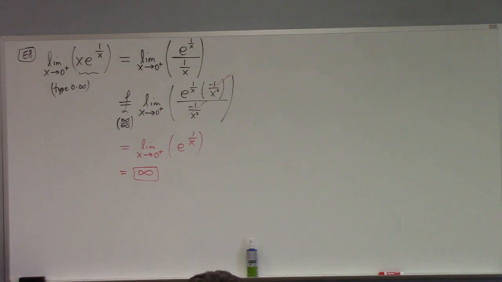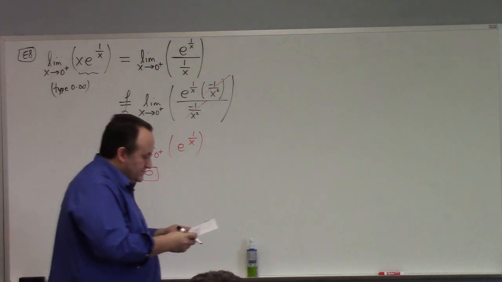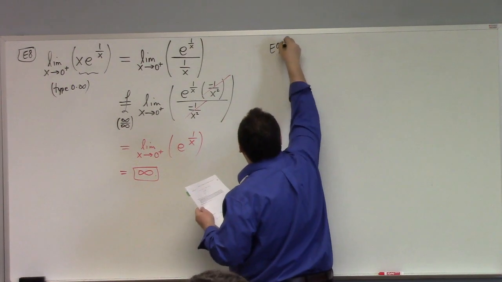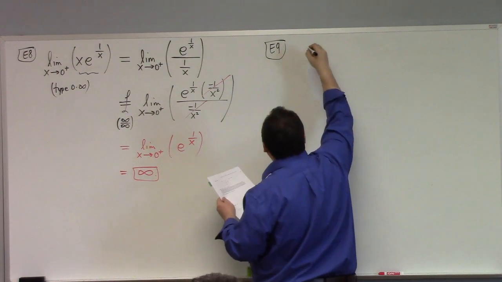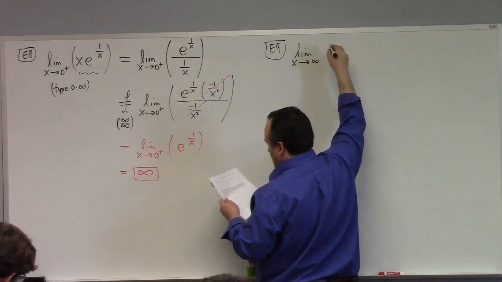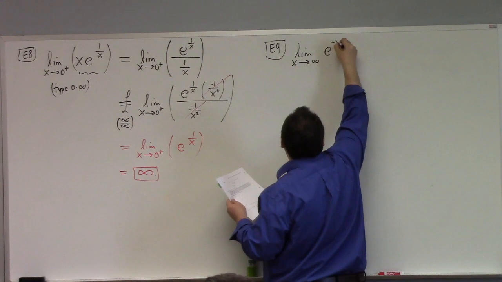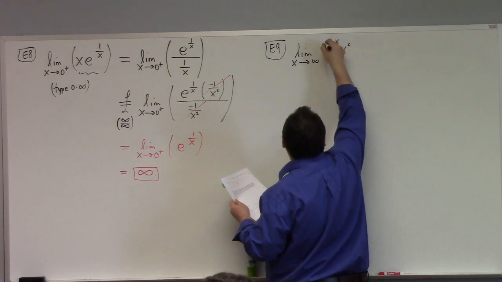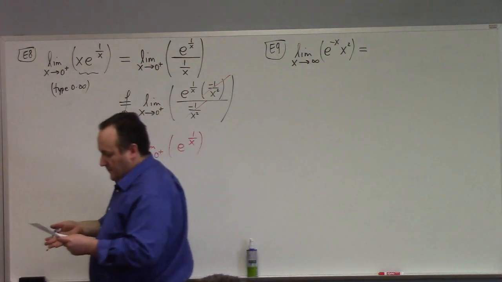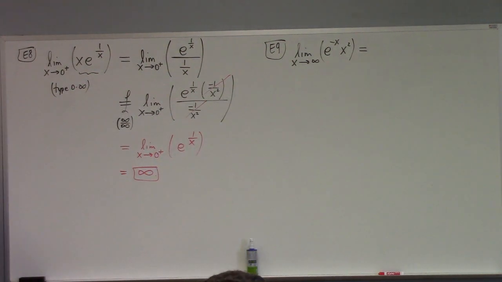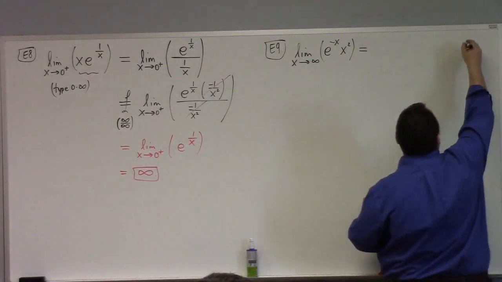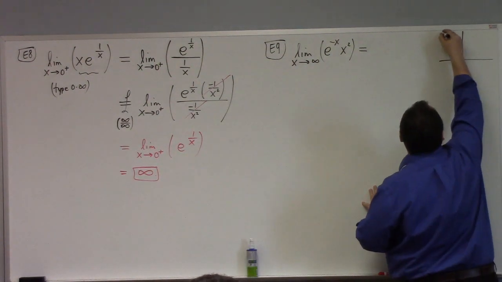Let's see here. All right, so here's another example, kind of like example 8. Example 9, this is a popular example. Limit as x goes to infinity of e to the minus x times x squared. So again, what does e to the minus x look like? What's the graph of e to the minus x? It's this, right?